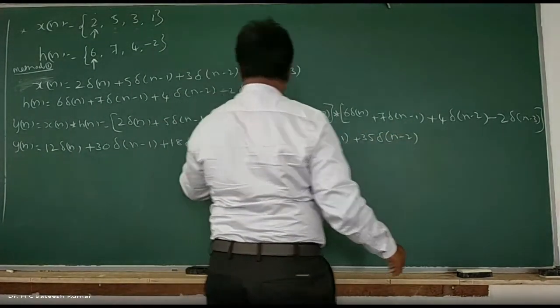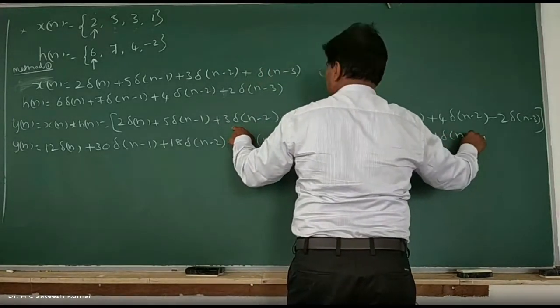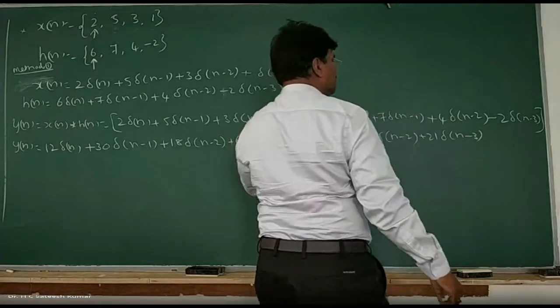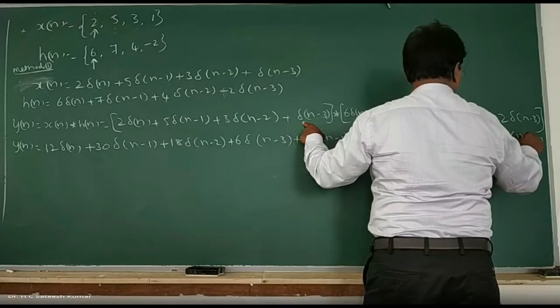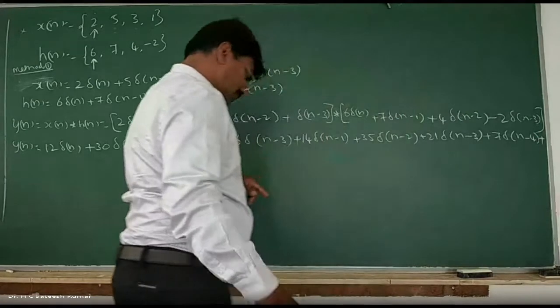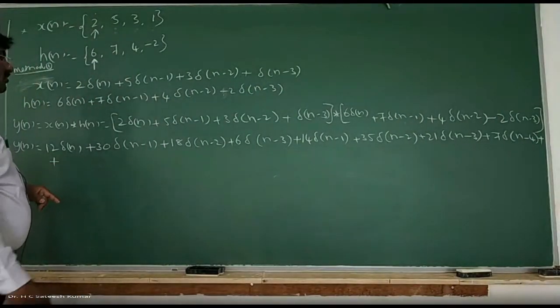Next, 21 delta of n minus 3. Next, 7 delta of n minus 4 plus. So first 2 over. Go for the third one. What is that? Plus. What is that we have?